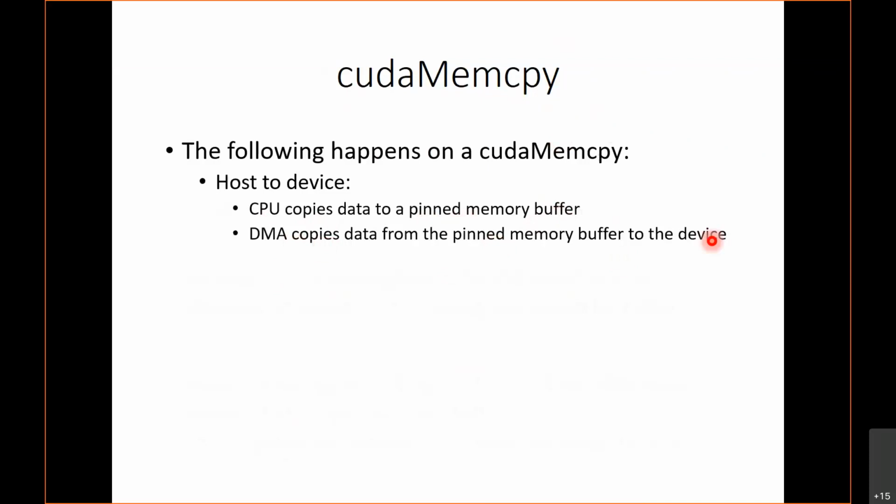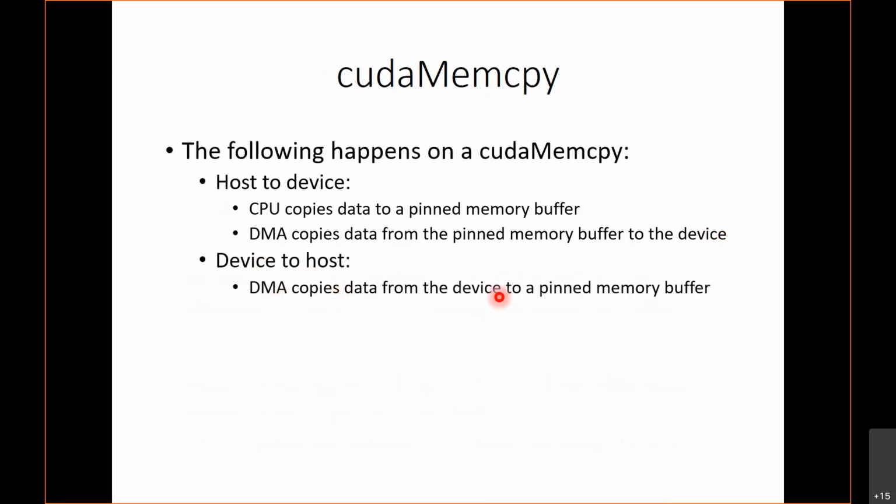And when we copy back, it's going to be the same, right? Because when we read from DMA, we don't want the page to be swapped out, but also, sorry, when we're writing to the main memory using DMA, we don't want the page to be swapped out. So when we copy from device to host, the DMA is going to copy from the device to a pinned memory buffer, and then the CPU will copy from the pinned memory buffer to the CPU buffer that was allocated by malloc.